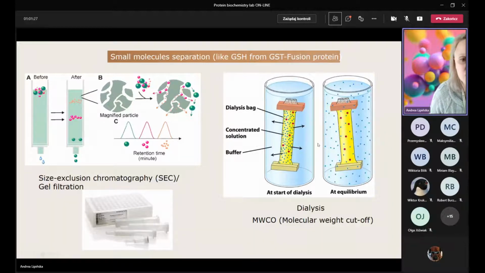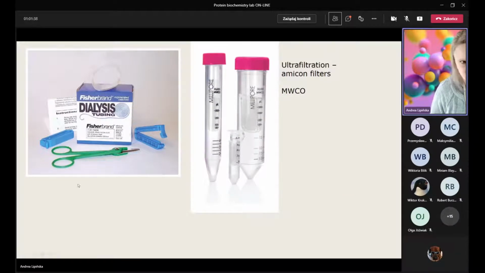So this can be used also for glutathione removal. And we prepare those dialysis tubes ourselves sometimes because it's cheaper. So we just buy tubes. Usually they are sold as long tubes, which we cut with the scissors for the desired length. And we have to use clips to close it at the beginning and at the end.